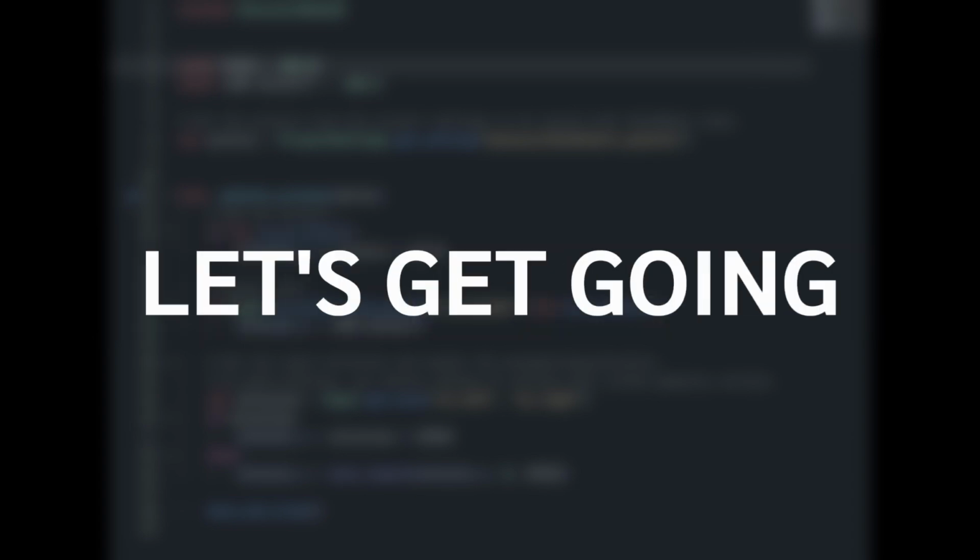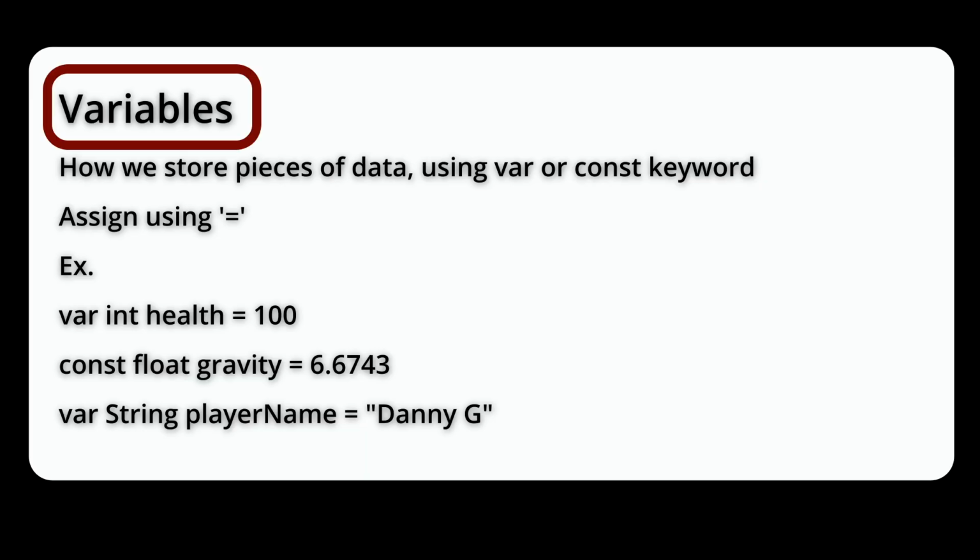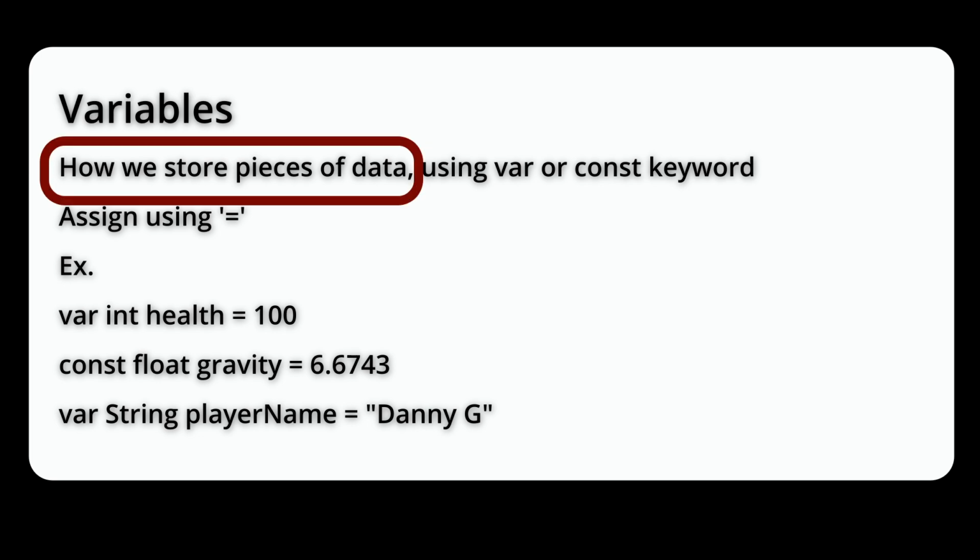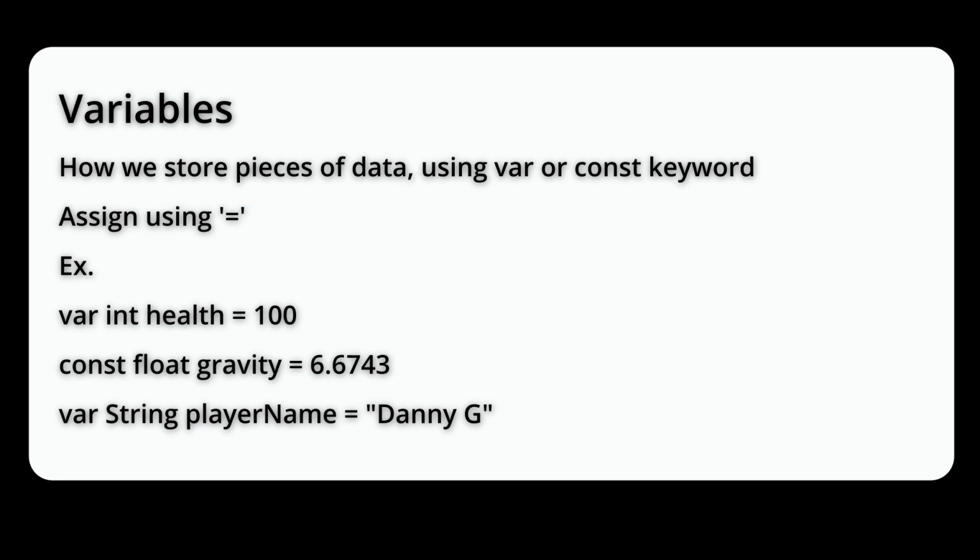Now, let's get going. The first concept we're going to go over are variables. Variables are how we store pieces of data. If we're assuming that the variable isn't going to change, then we will call it a constant. We usually assign these using the equal operator, and here are some examples on screen.